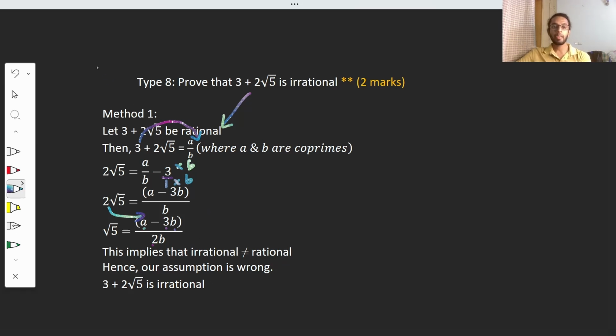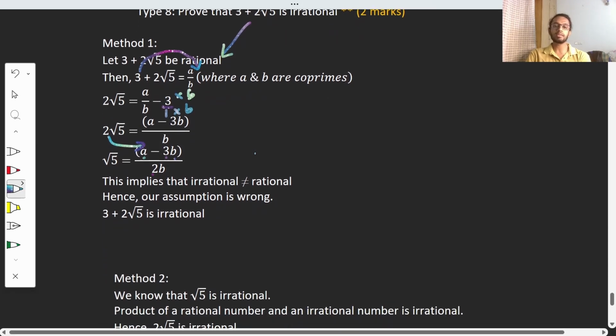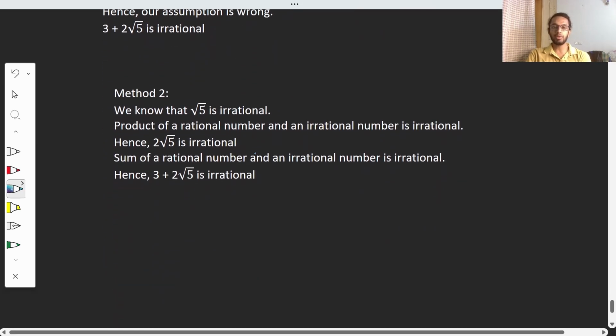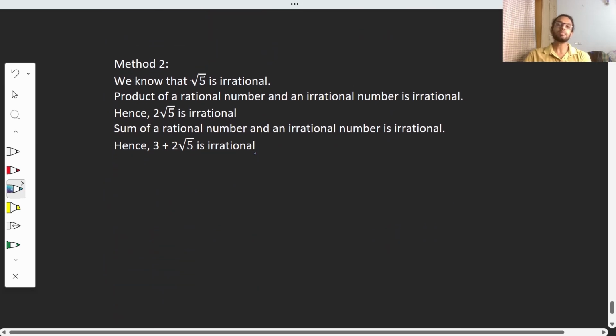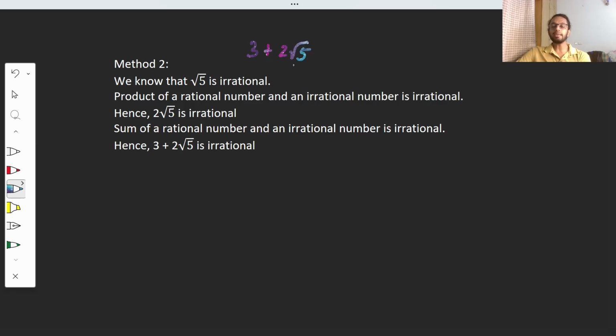The other method, which some schools will teach, is method 2, which goes like this. The one that we are supposed to prove is 3 plus 2 root 5, isn't it? So now we slowly take this root 5 and we say it is irrational. Again, in case of 5 marks, we have to prove it. But here we just say it is irrational. We assume that we know that.